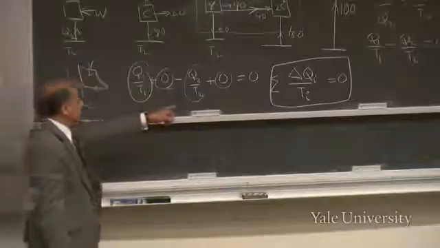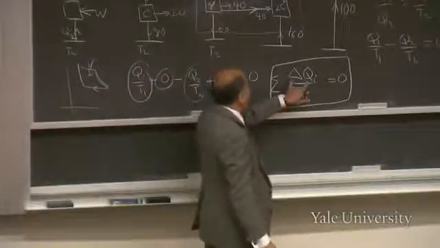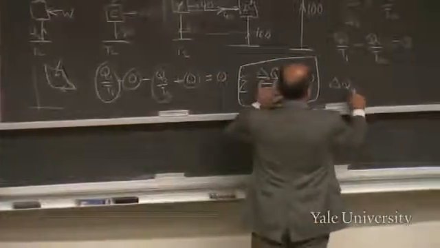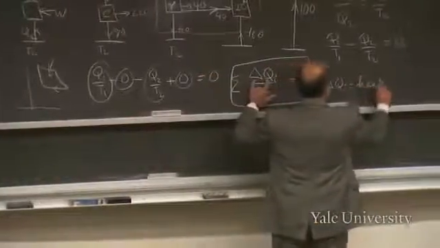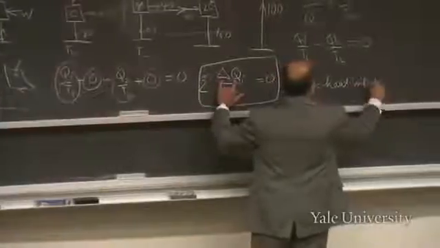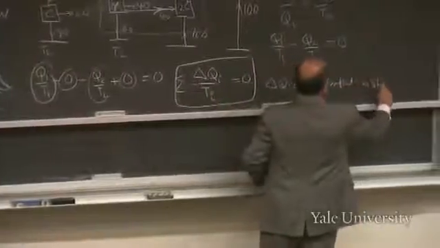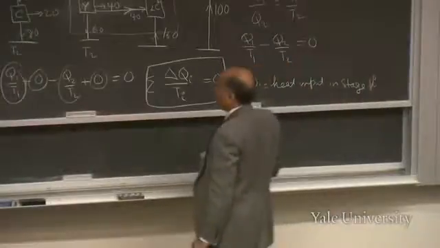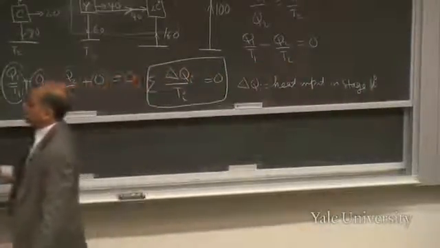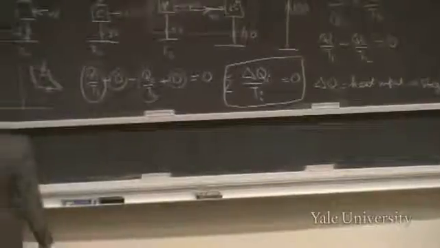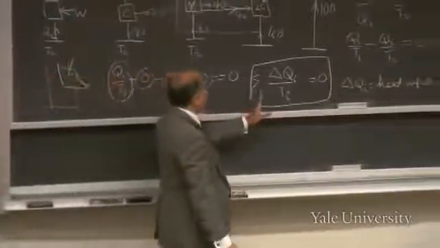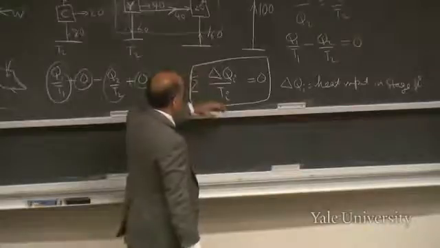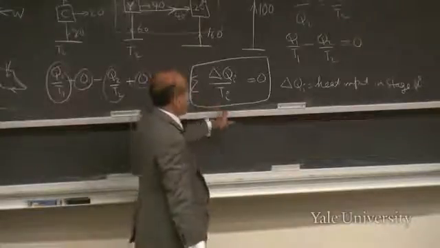In this summation, Qi is defined to be delta Qi, the heat input in stage I in the cycle or in the process. So we define Q2 to be positive even though it was rejected by the engine. But in this summation, the agreement I make is delta Q is positive if heat comes into the system, delta Q is negative if heat leaves the system.